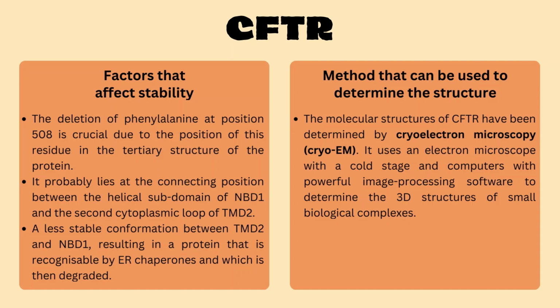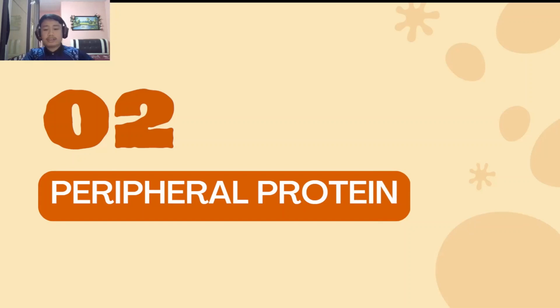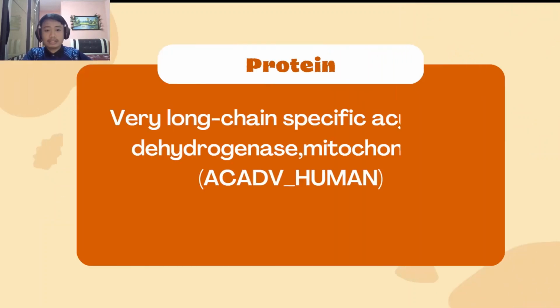Next, I will pass to Danish for peripheral protein. Okay, I will continue for the peripheral protein. Okay, this is my protein. The acronym is ACADV_HUMAN, the very long chain specific acyl-CoA dehydrogenase, mitochondrial.